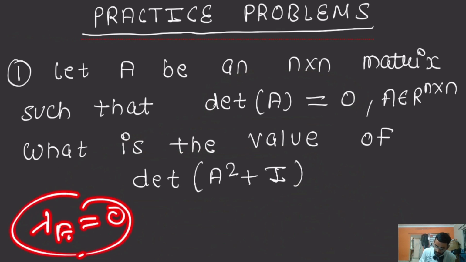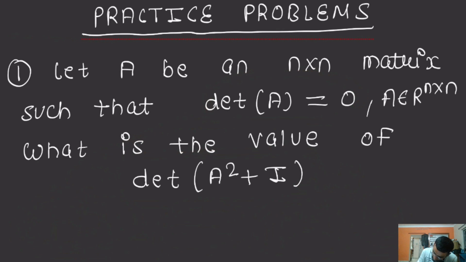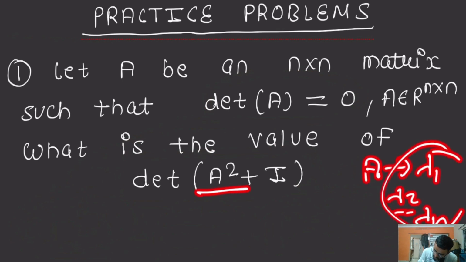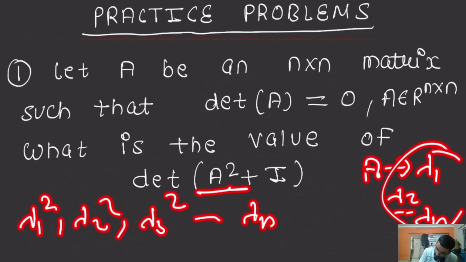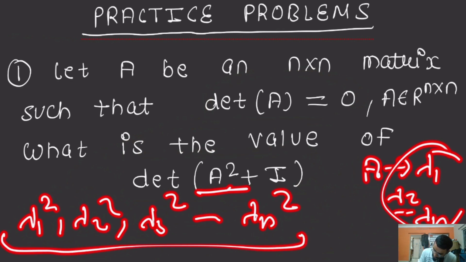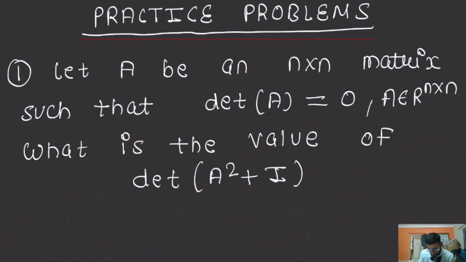Now let the eigenvalues of A be lambda 1, lambda 2, up to lambda n. Then what are the eigenvalues of A squared? They will be lambda 1 square, lambda 2 square, lambda 3 square, up to lambda n square. This we know. This is always greater than or equal to 0 because of the square terms.